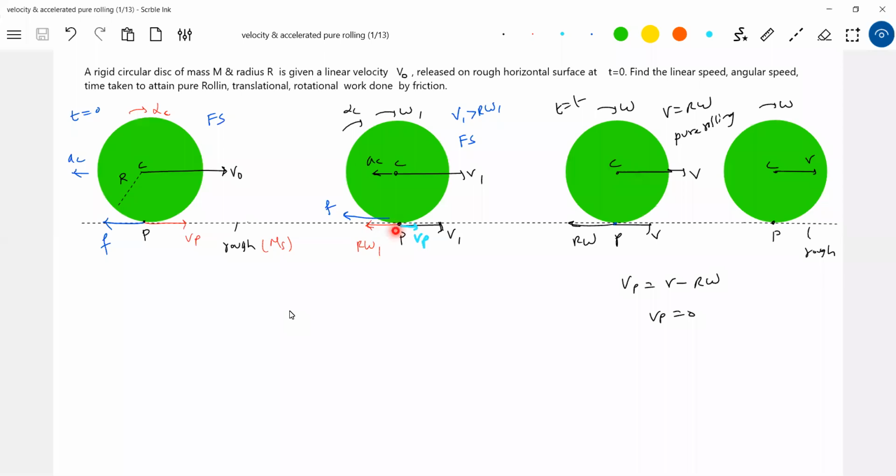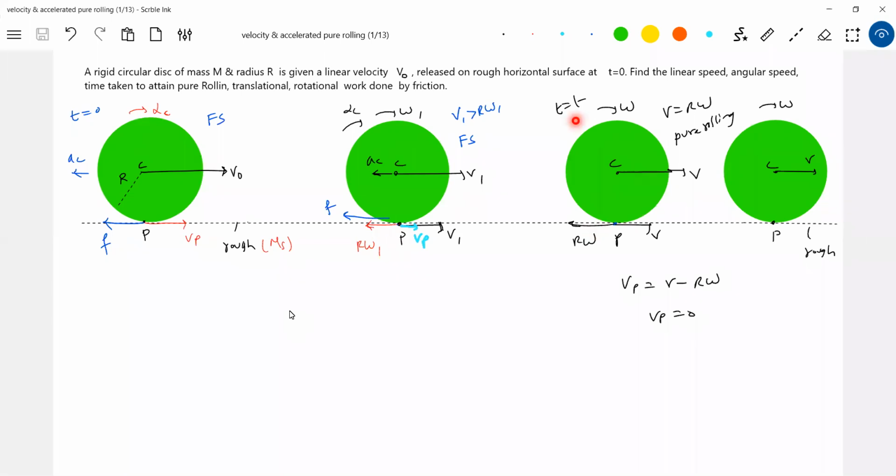What about here? There's nothing like that. When will the instant axis of rotation come into picture? When pure rolling comes. When there is forward slipping or backward slipping, the idea of that will not come into picture, for the time being. Got the idea?